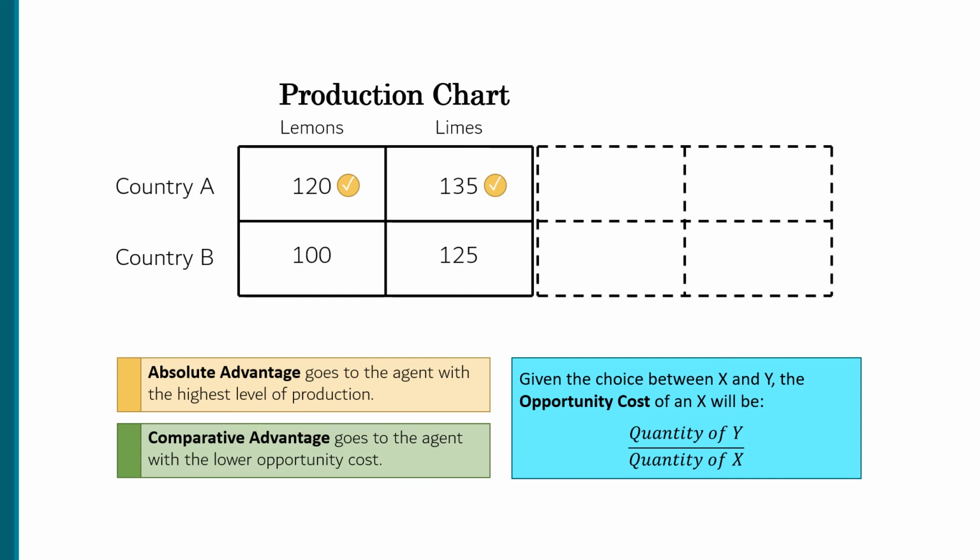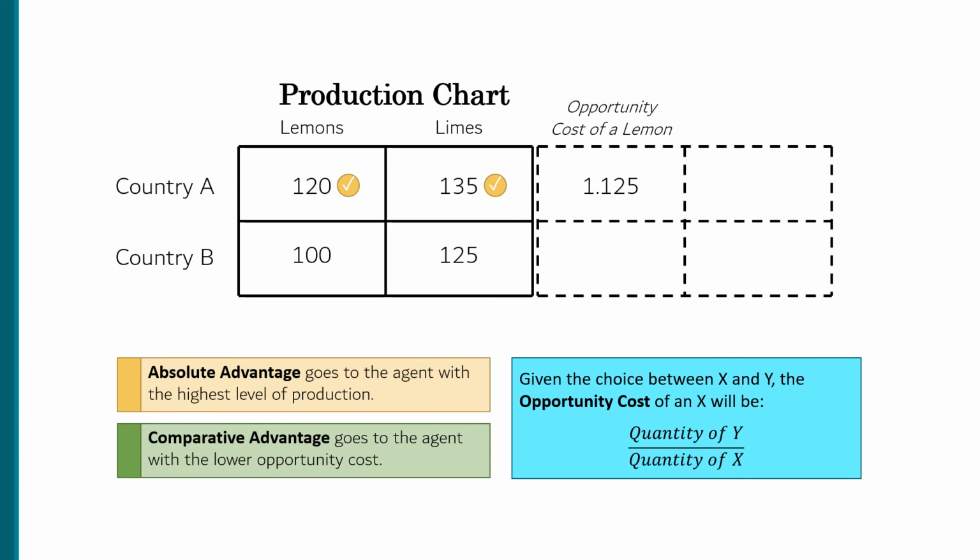In country A, the opportunity cost of a lemon is 135 limes divided by 120 lemons. You always divide by the thing you're getting the opportunity cost for. What this means is that in order to get those 120 lemons, country A is giving up the chance to produce 135 limes. That is 1.125 limes given up per lemon gained.